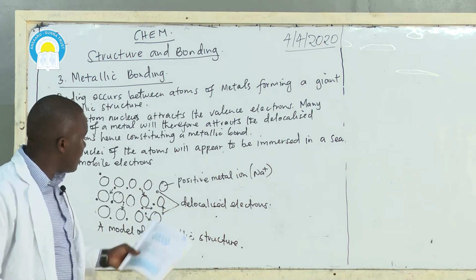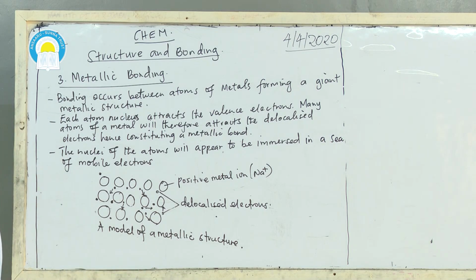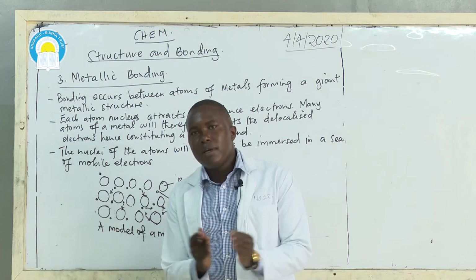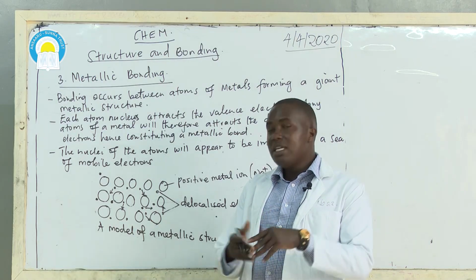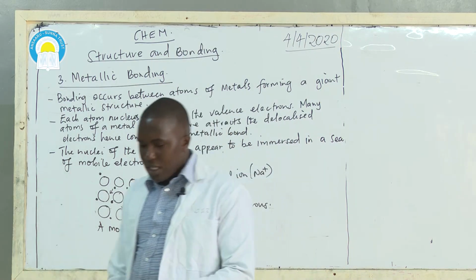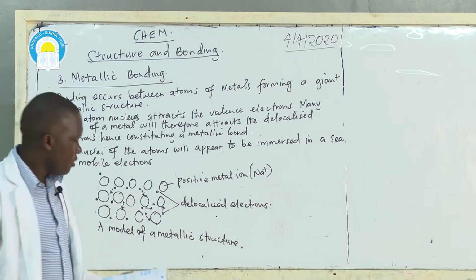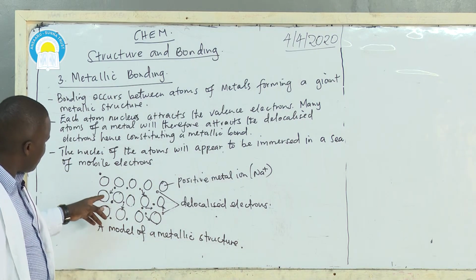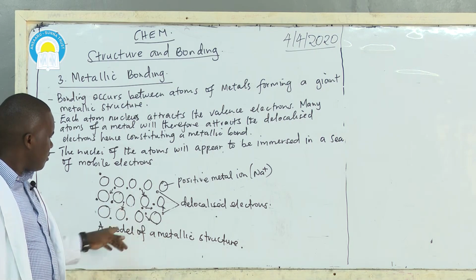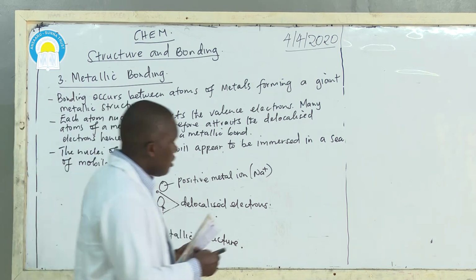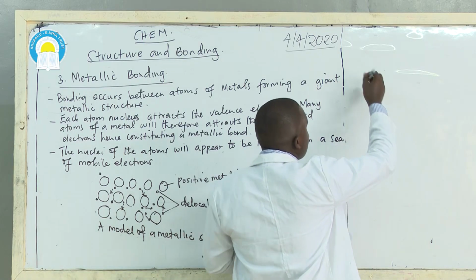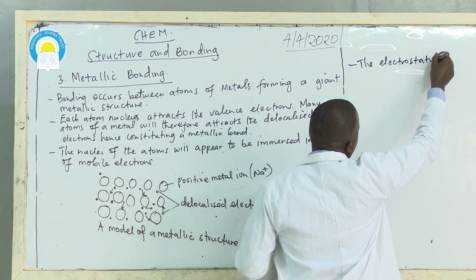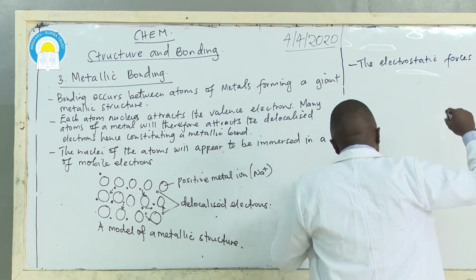So generally, this is how a metallic bond is formed. And it is also important to know that a metallic bond always occurs when atoms of the same element come together. Many atoms of sodium element come together to form a metallic structure. So always there is an electrostatic force of attraction that will arise here between the nuclei of this atom and the delocalized electrons.